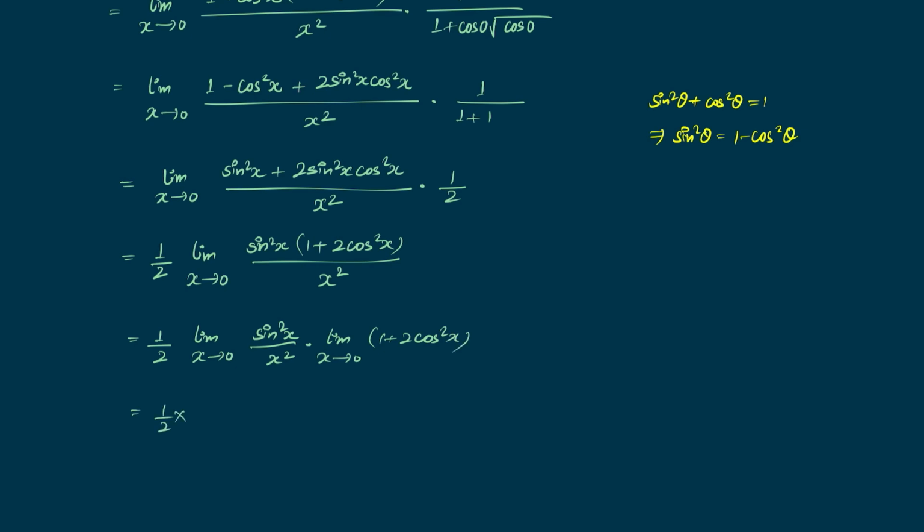So it will be equal to 1 by 2 into this particular portion, which is 1, or 1 square, into, and let me put the value of x here, so it will be 1 plus 2 cos square 0. So it will be 1 by 2 into 1 plus cos 0 is 1, so 2 into 1 is 2, 2 plus 1 is 3 by 2. So the answer for this particular question is 3 by 2.